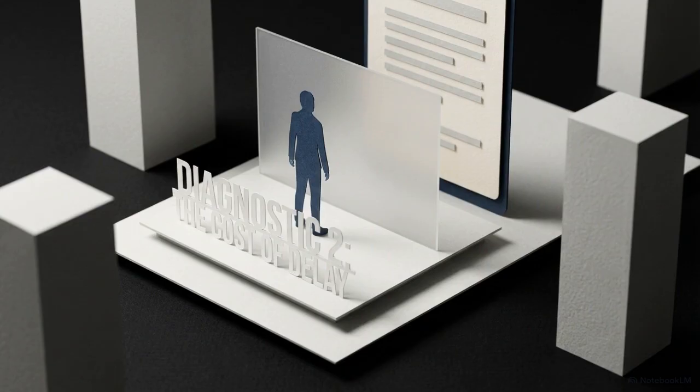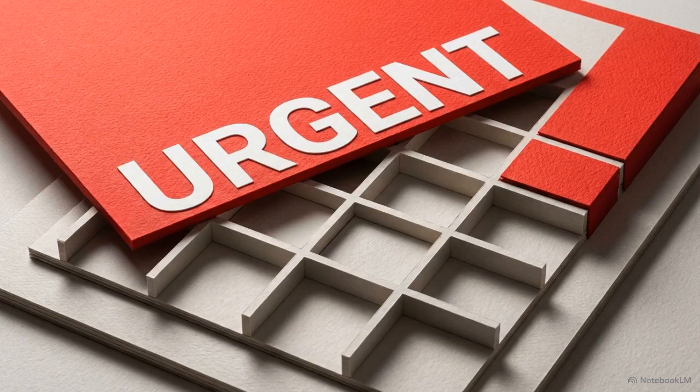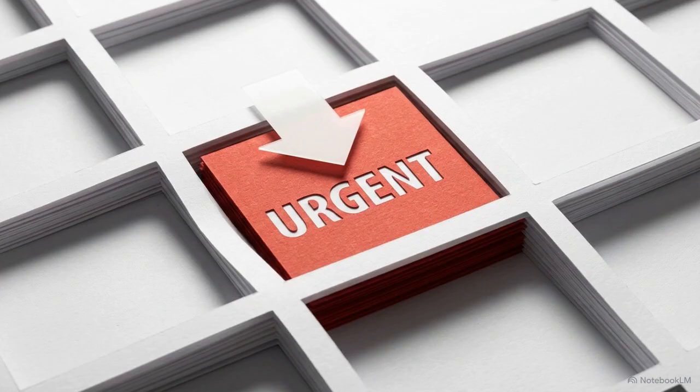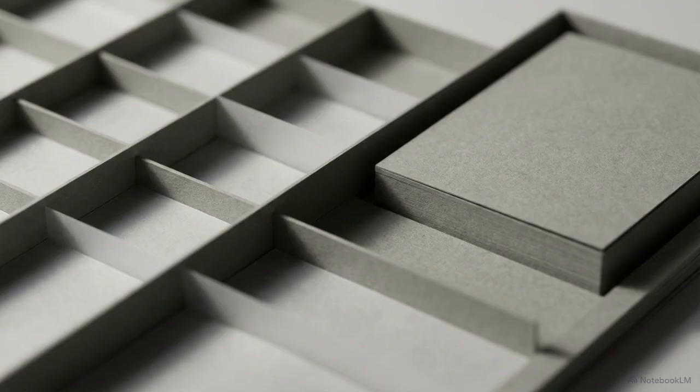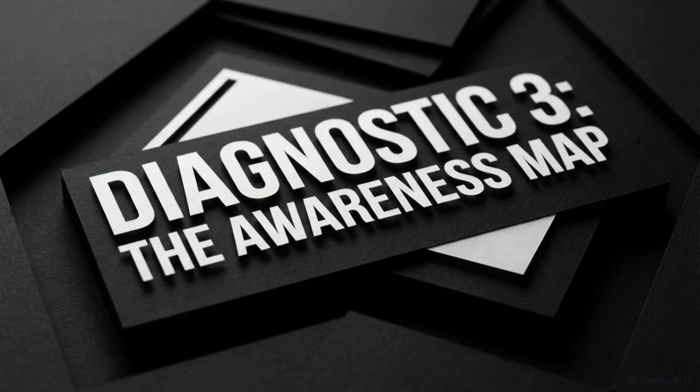Next, we move to the second diagnostic question. What is the 24-hour downside? We must separate real urgency from constructed urgency. Real urgency has a specifically named consequence attached to a hard external deadline. Constructed urgency is the vague feeling that waiting causes awkwardness. If a 5-minute message fixes it, the urgency is fake. By systematically dismantling that constructed urgency, you remove the primary emotional excuse we use to bypass formal authorization.